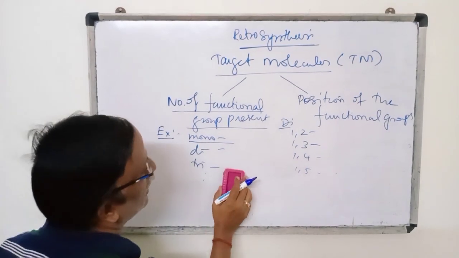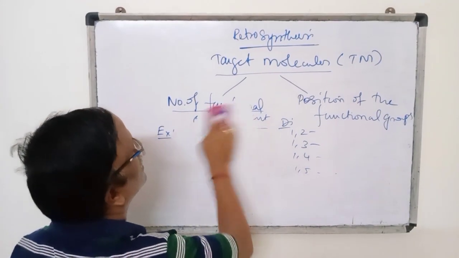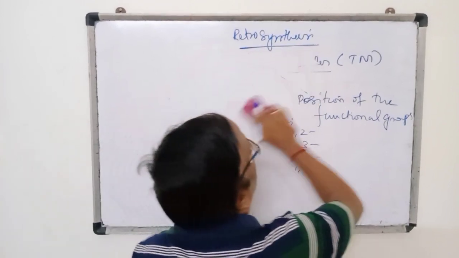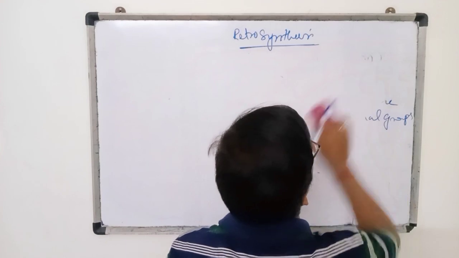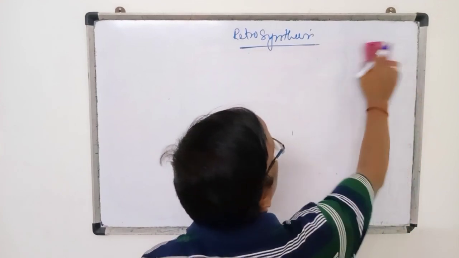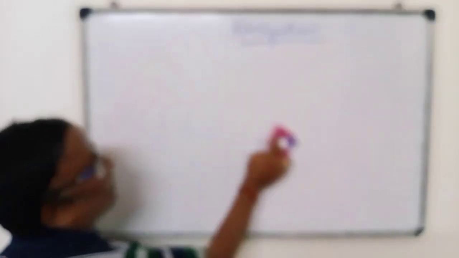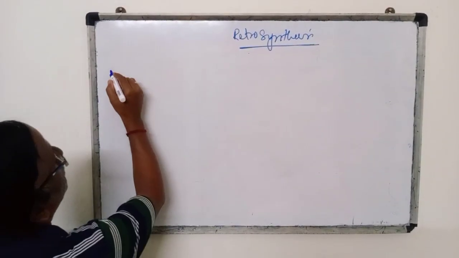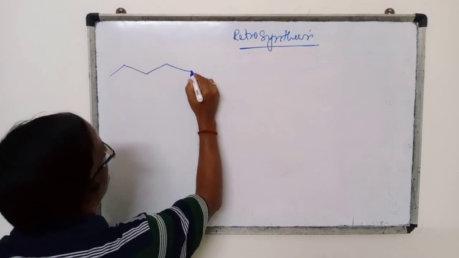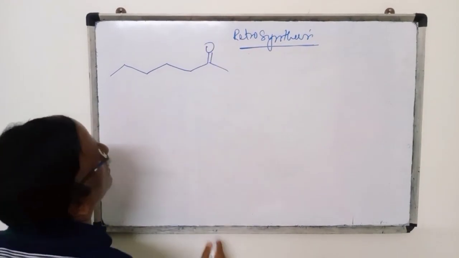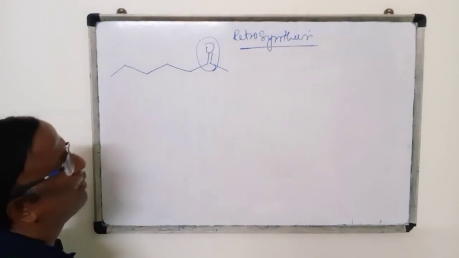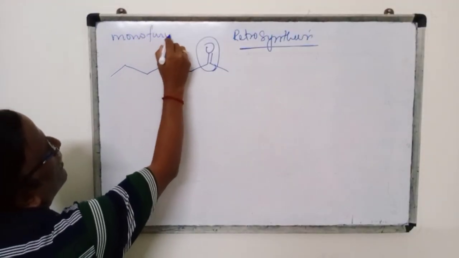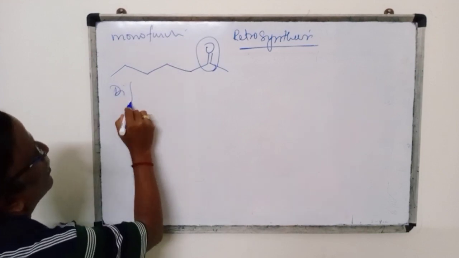In this particular case, I would like to discuss some examples related to the number of functional groups, and the position of the functional groups. Let me give you an example for a monofunctional group. You can have any kind of system, as I said. This is a monofunctional group, meaning I have only one functional group, which is nothing but the keto group. I can also have a difunctional group.